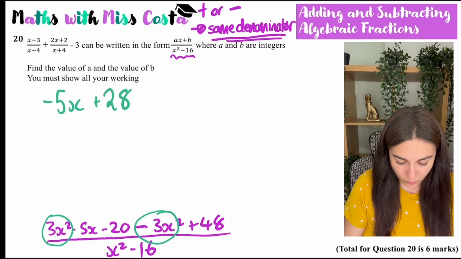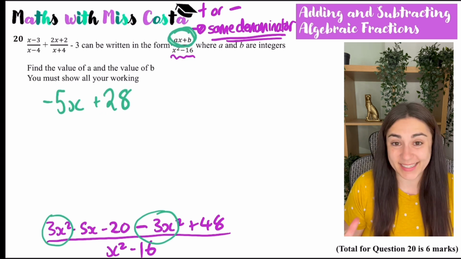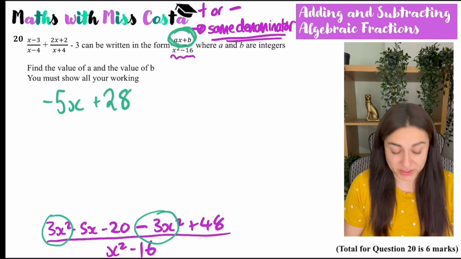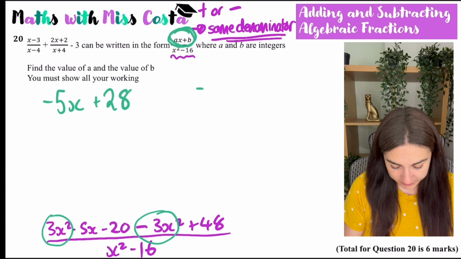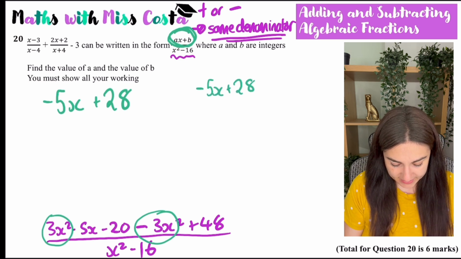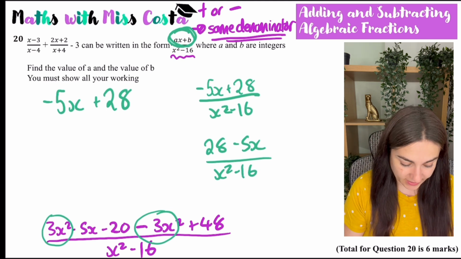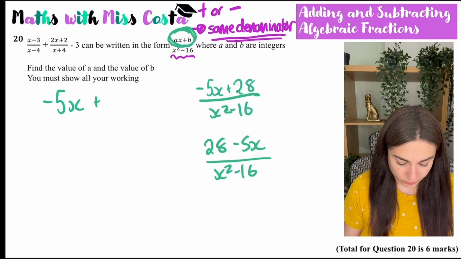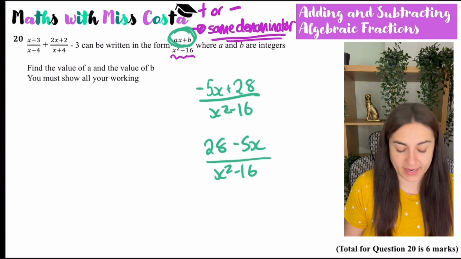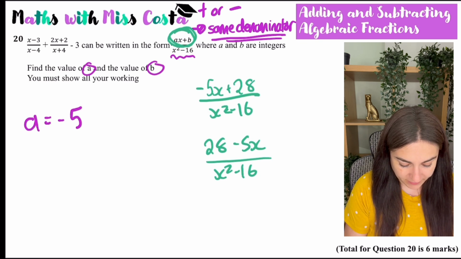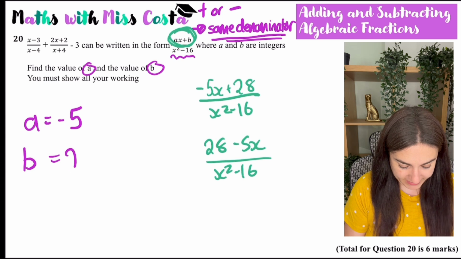Sometimes people get really confused by this because they're like, it's not a positive. It doesn't matter. All it means is a and b are integers, which they are. So you could leave it as minus 5x plus 28 over x squared minus 16. Or you could say 28 minus 5x over x squared minus 16, because it's just nicer not having a negative at the beginning. And you need to find the value of a and the value of b. So the value of a is minus 5 and the value of b is 28.